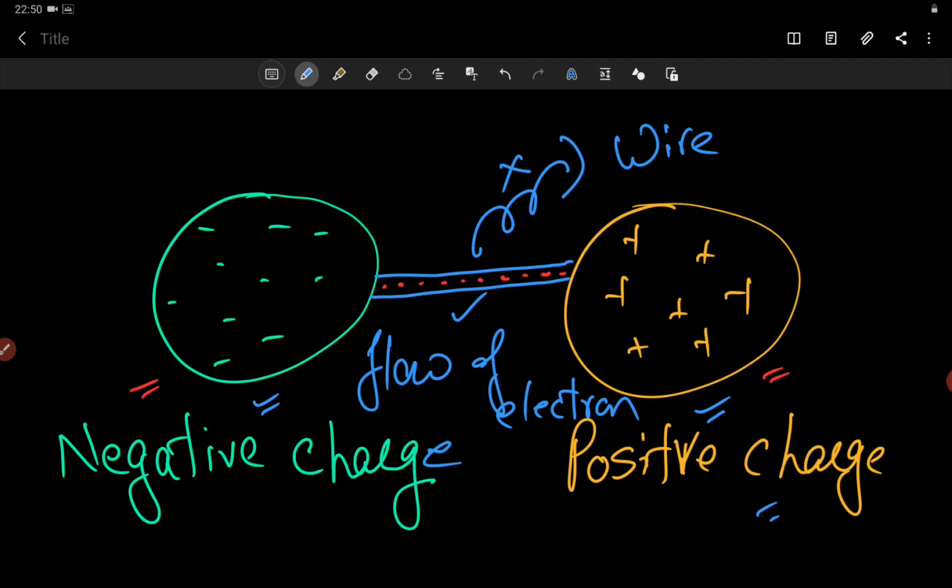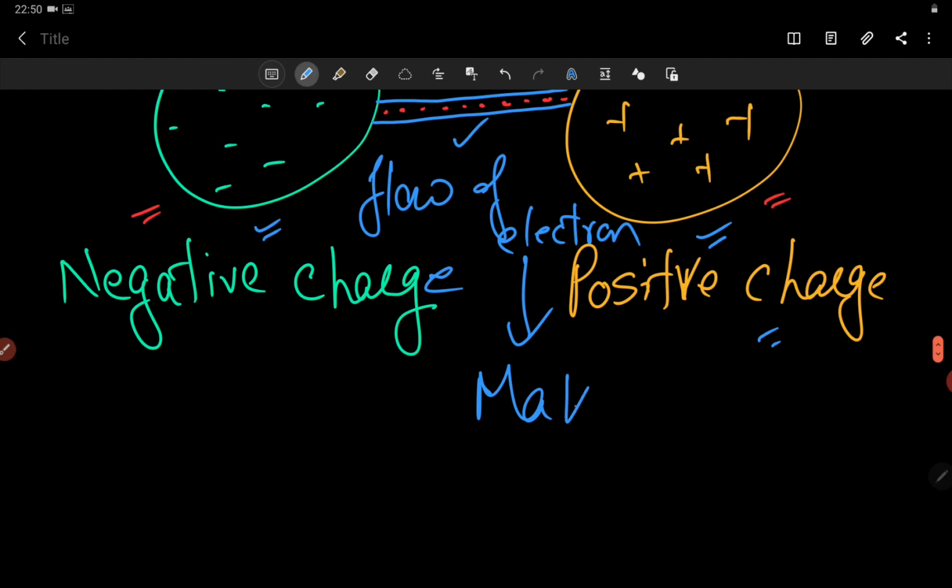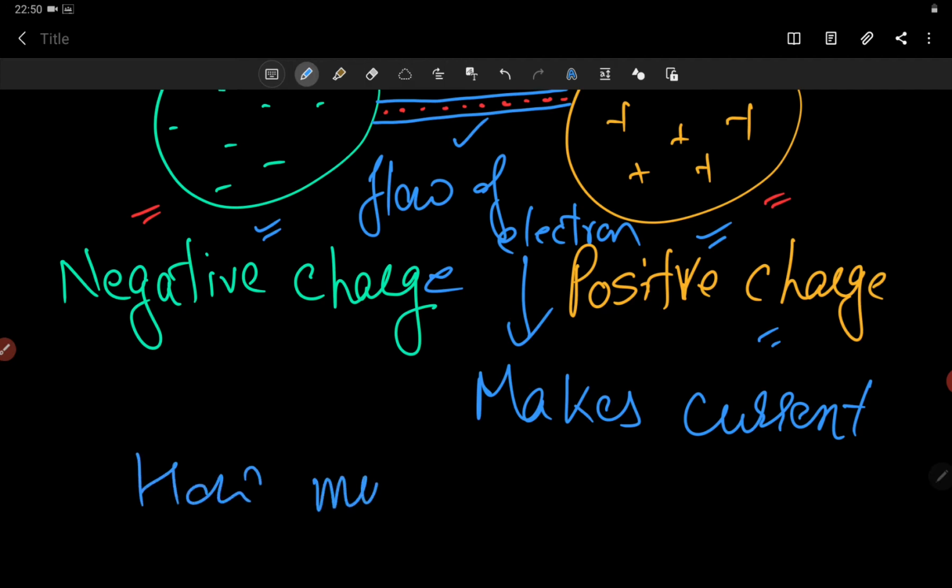You can even compare it with the flow of water inside a pipe, from a full tank to an empty tank. Now this flow of electrons makes current. Now the question comes, how much current? Sorry, my handwriting is very bad.